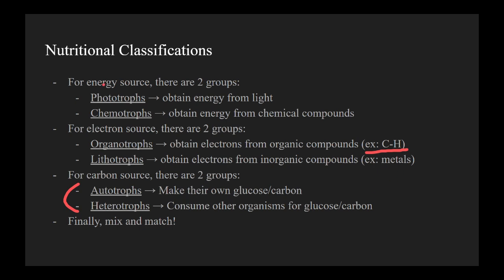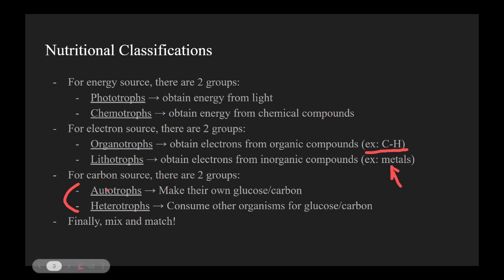If we look at energy source, we can classify organisms into either phototrophs or chemotrophs. A phototroph will obtain energy from light, whereas chemotrophs obtain energy from chemical compounds that they can either acquire from the environment, or they could consume an organism and take those chemical compounds. And then for the electron source, either you get them from organic compounds, which contain carbon and hydrogen bonds, whereas lithotrophs obtain electrons from inorganic compounds, such as metals or different metal ions.